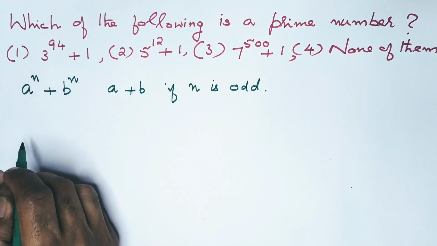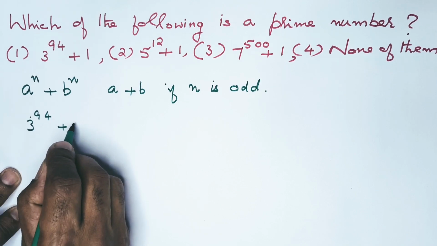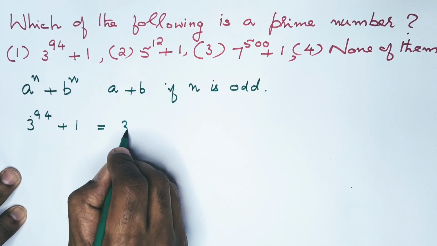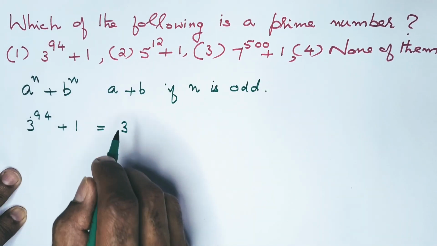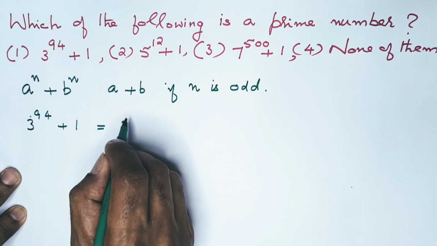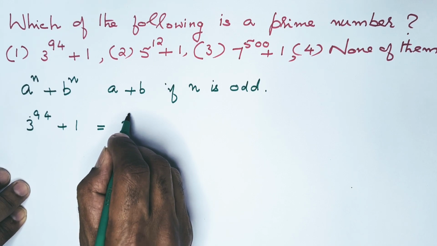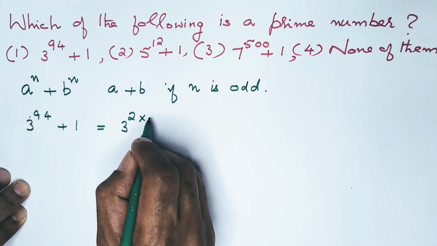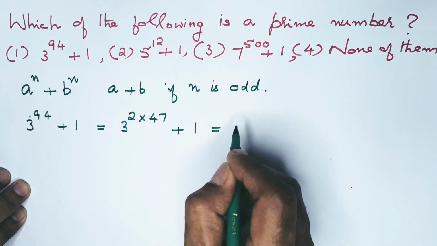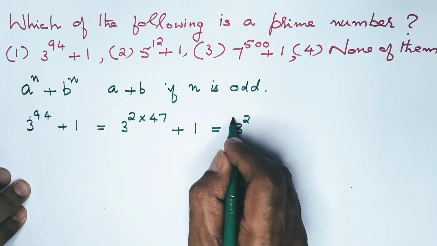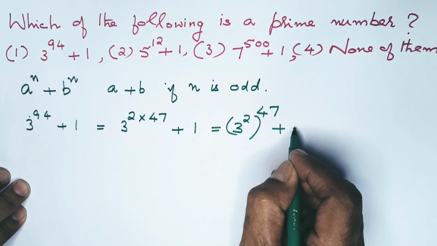Let me take the first one, 3 to the power 94 plus 1. You may write it like this. See, here the power given is not an odd number, it's an even number. But you can convert that into an odd number this way. Let me write 3 to the power 94 as 3 to the power 2 multiplied by 47, plus 1. This is equal to 3 to the power 2, the whole to the power of 47, plus 1.